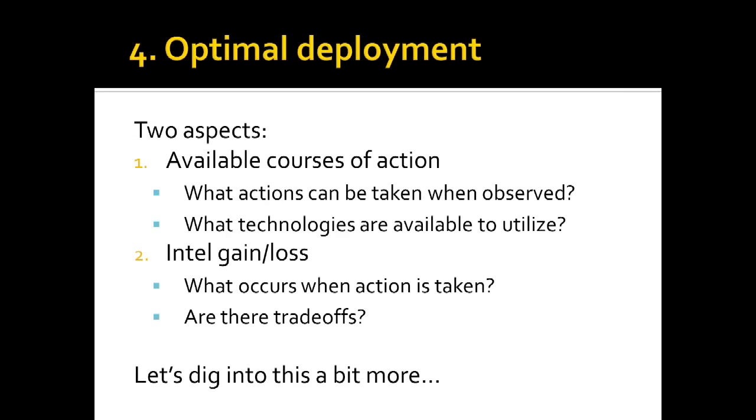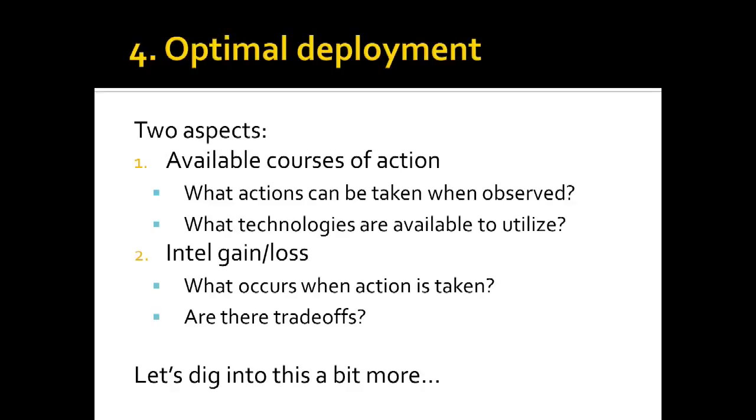So fourth, optimal deployment. This is going to kind of segue into the next section, but there are two aspects of this. What are available courses of action for you to take with an indicator when you observe it, within your visible spectrum, right? So can you block? Can you prevent it in some way? Can you manipulate the activity? Can you, in some way, better your position to stop the adversary from progressing to the next stage of the kill chain, and therefore defend your network? And what technologies are available to accomplish that, right?